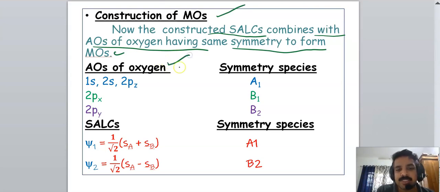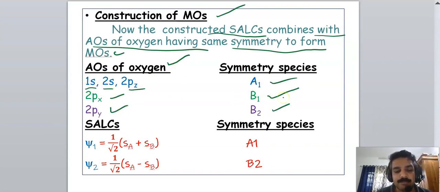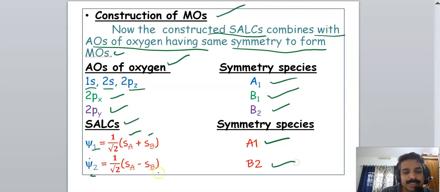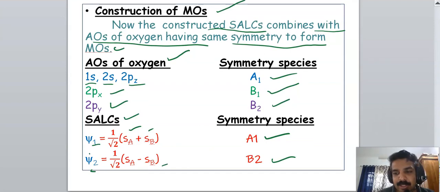Atomic orbitals of oxygen, we had already found out that 1s, 2s and 2pz belong to A1 symmetry. 2px belongs to B1 symmetry and 2py belongs to B2 symmetry. Okay, clear. Then SALCs psi1 and psi2. Psi1 belongs to A1, that is SA plus SB, and psi2 belongs to B2, that is SA minus SB. Okay, now we can combine.